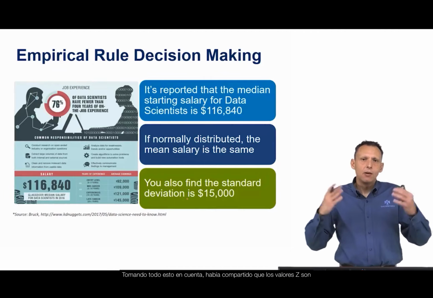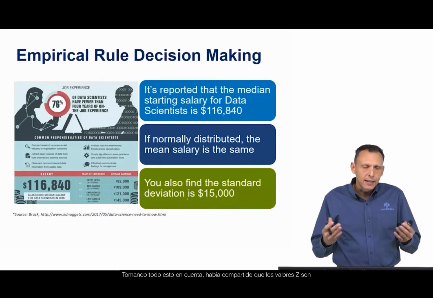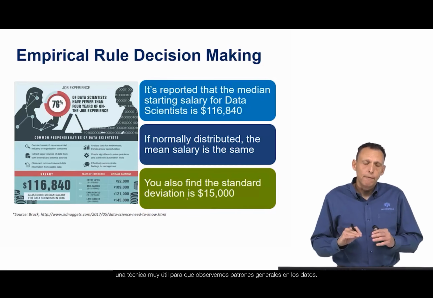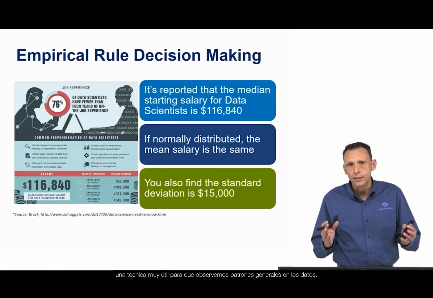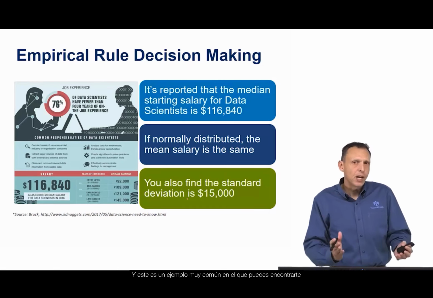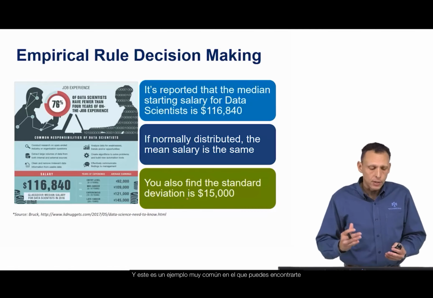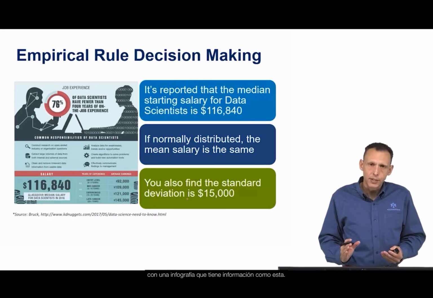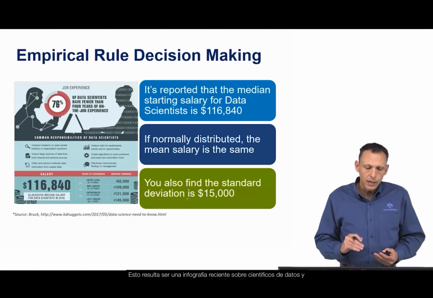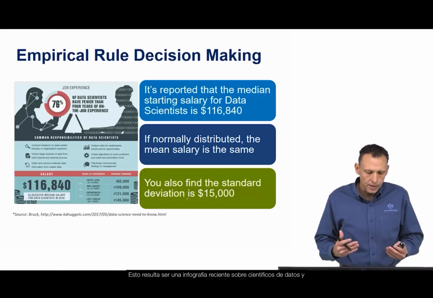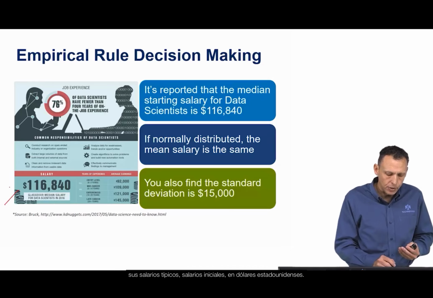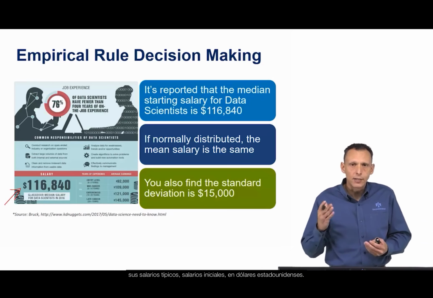So taking all this in, I had shared that Z-scores are a very useful technique for us to look at general patterns in data. This is a very common example that you might come across, an infographic that has information like this. This happens to be a recent infographic on data scientists and their typical starting salaries in US dollars.